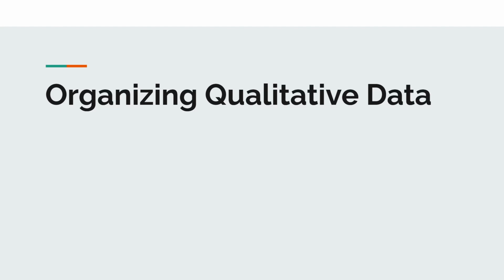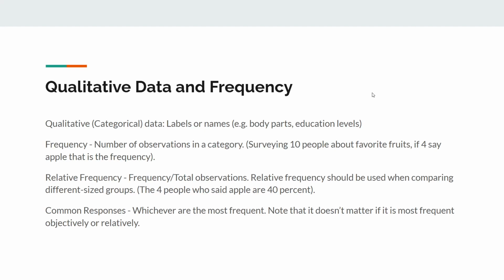Organizing qualitative data. 2.1. So qualitative data and frequency. Qualitative is categorical data, which is labels or names, as opposed to quantitative data, which is numerical. Frequency is the number of observations in a category.